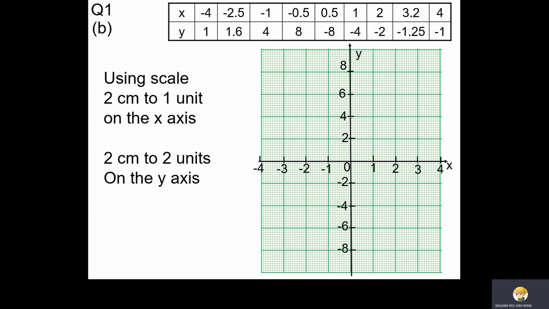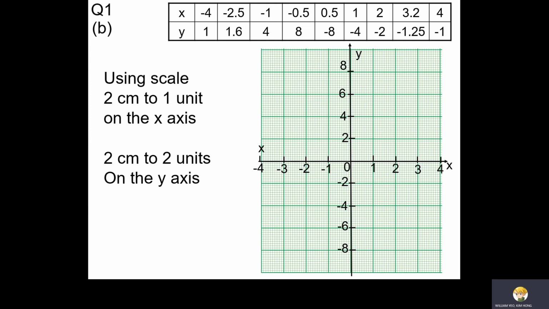Now the next thing is, how many points are there? There are 1, 2, 9 points. The next step is to plot all the 9 points. The first point is -4, 1. -4 is your x, -4 here, right? 1, this is 2, so 1 is supposed to be here. There. So you mark with an x.